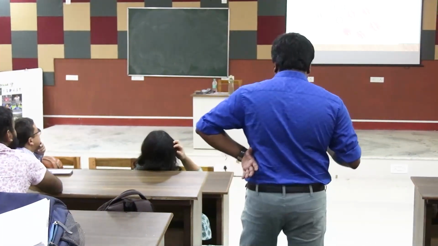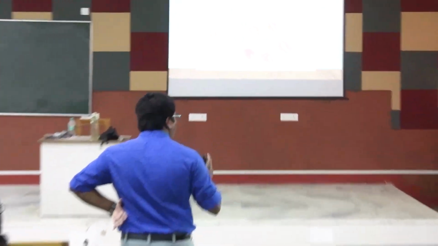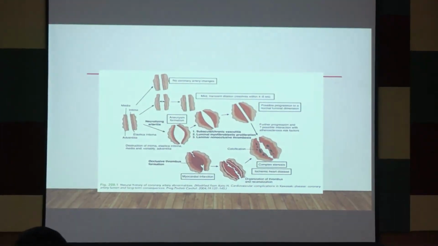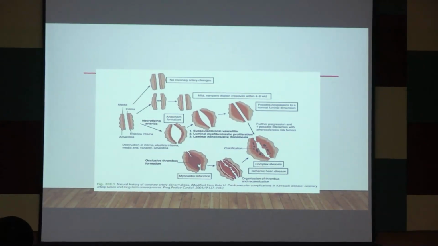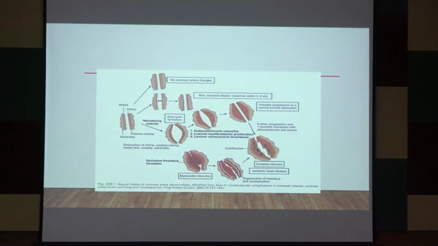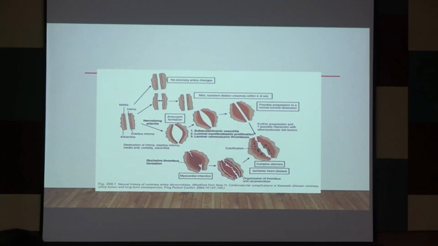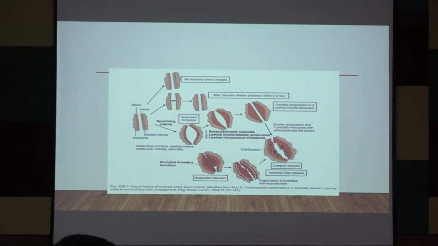Now this is a brief pictorial depiction of the coronary artery pathology. You see, first all 3 layers of the vessels are affected. All 3 layers. What happens? There is a distortion of the architecture of the vessel walls, all 3 layers. Then first there will occur a saccular aneurysm, then there will occur a fusiform aneurysm. What is saccular and what is fusiform?